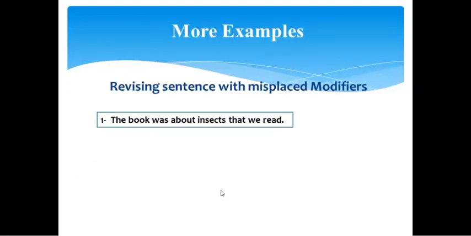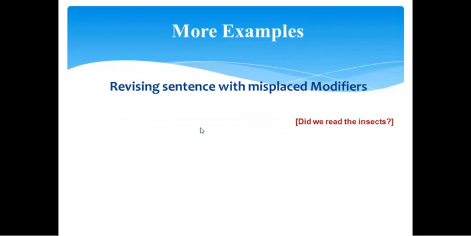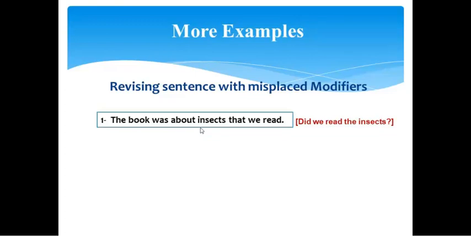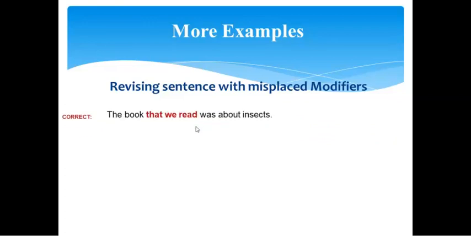Another example, revising the sentence with a misplaced modifier: The book was about insects that we read. "That we read" is modifying insects now, and it is making a kind of confusion for me. You ask yourself, did we read the insects, or did we read the book? So we are going to correct this one by saying: The book that we read was about insects.